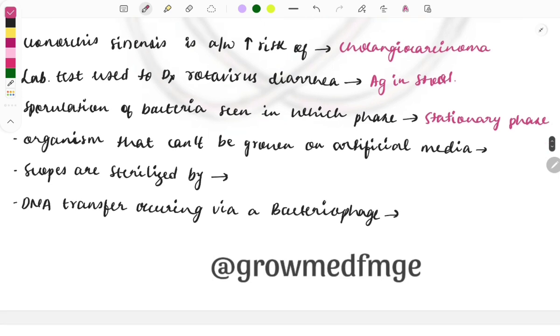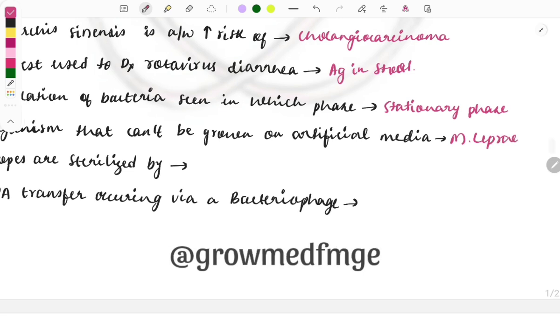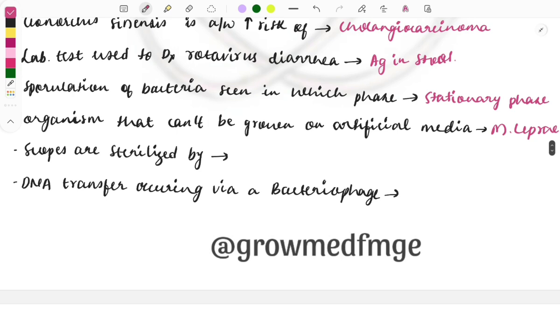Organism that can't be grown on the artificial media is the Mycobacterium leprae. So this one cannot be grown. Then the next question, scopes, these are sterilized by which chemical? So it is the glutaraldehyde. So remember one sentence, that all the scopes are sterilized by glutaraldehyde. So whenever they give the endoscope is sterilized by which, it will be glutaraldehyde.